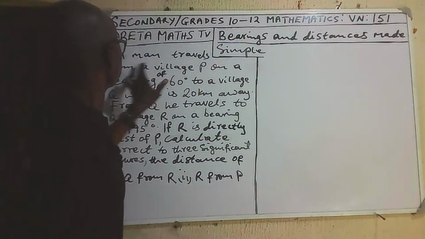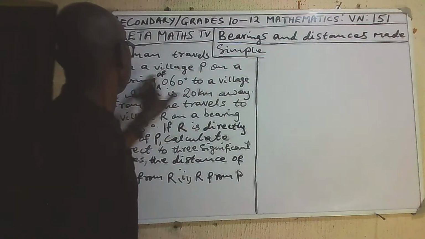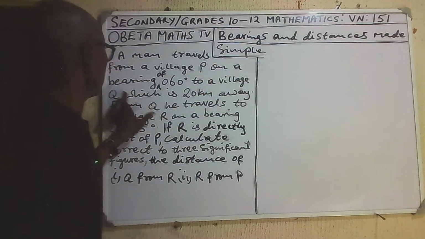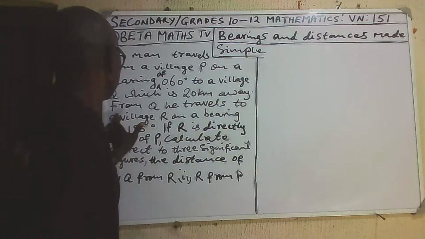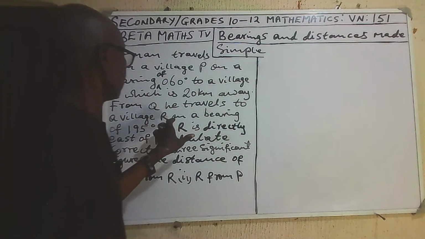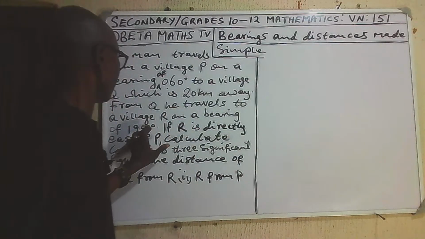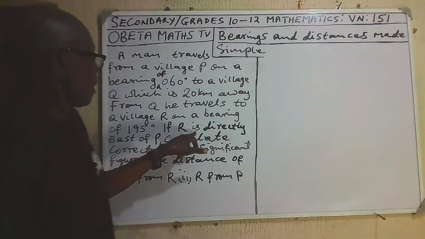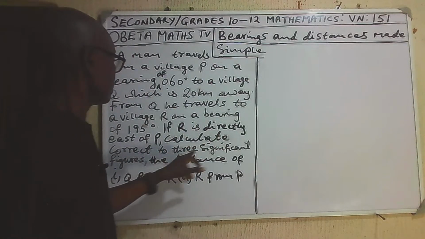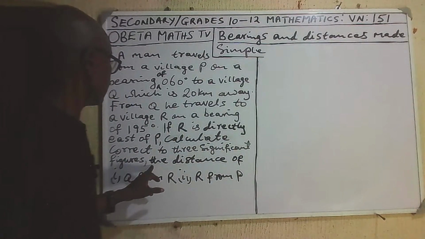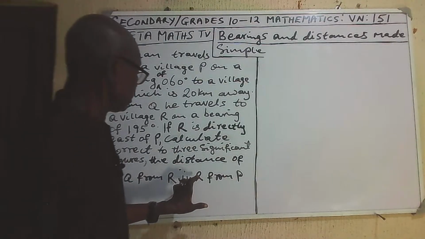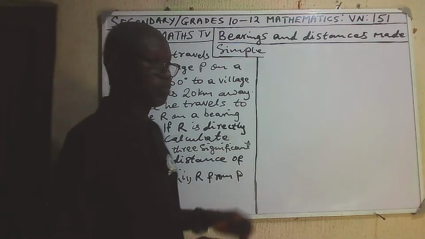A man travels from a village P on a bearing of 060 degrees to a village Q, which is 20 kilometers away. From Q, he travels to a village R on a bearing of 195 degrees. If R is directly east of P, calculate correct to three significant figures: the distance of Q from R, and second, R from P.